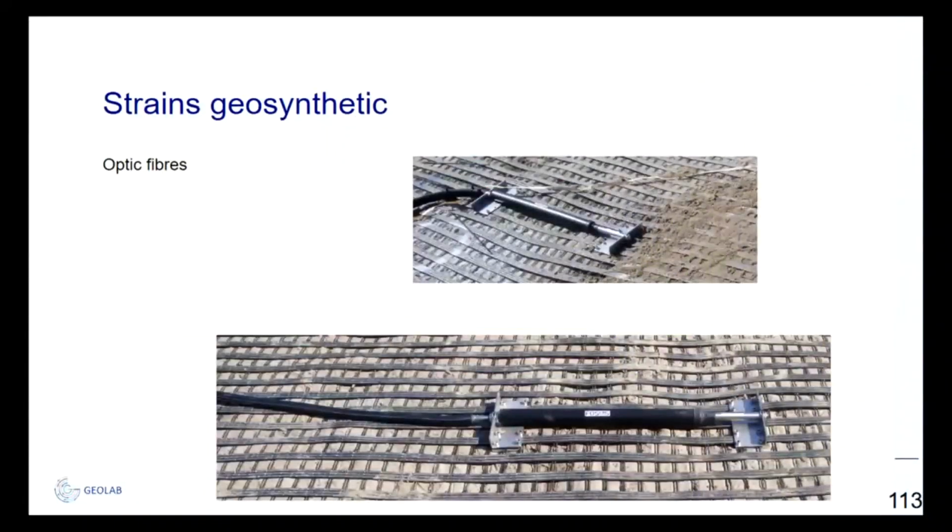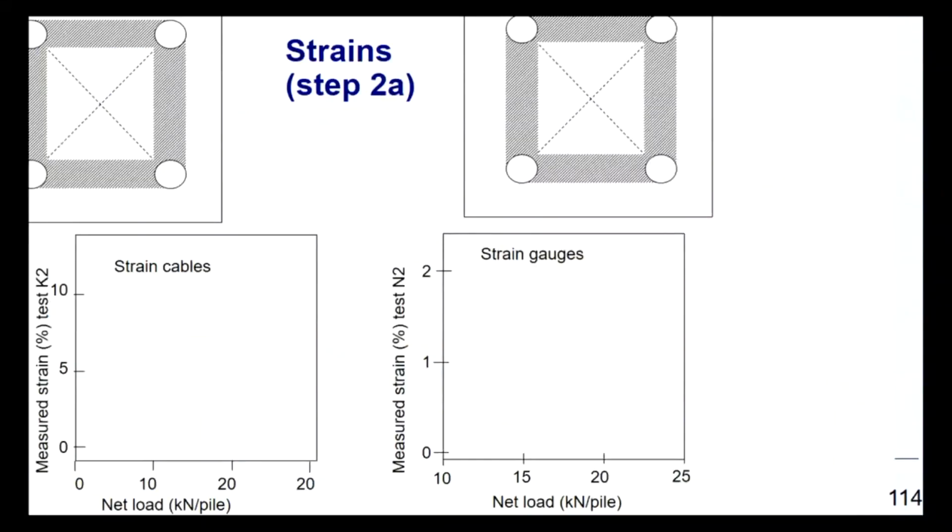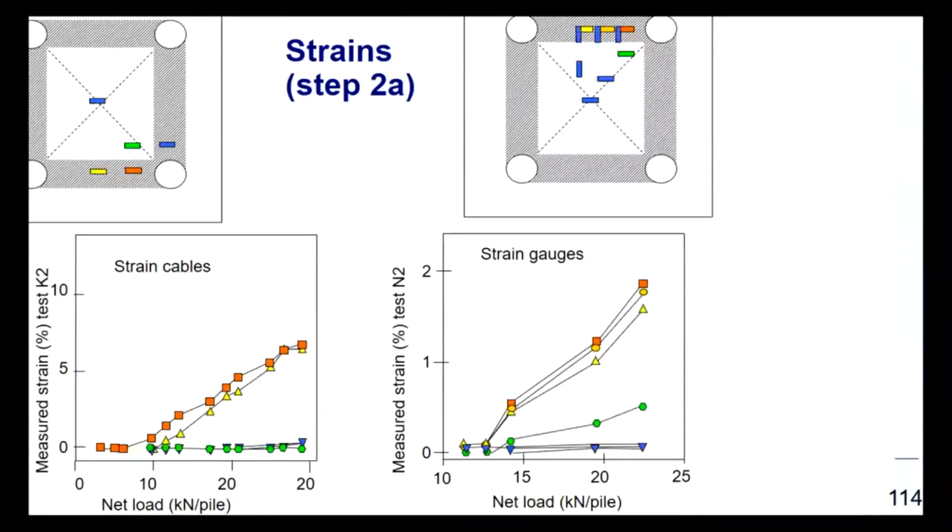These are optic fibers attached in the field. These are all strains measured in different directions in the test setup, and that gives different results. You see that in the strips between the piles we have large strains, and at all other locations we have no or nearly no strains.